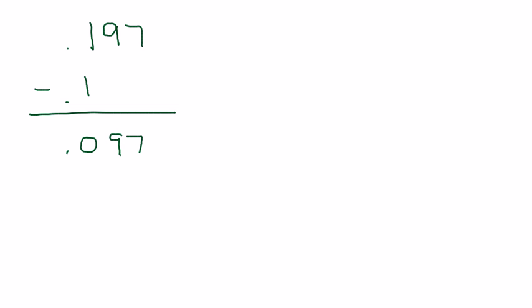With sig figs, in addition and subtraction, we're going to round to the number with the fewest decimal places, or in other words, the one that ends furthest left. That's going to be this one. So we can only have 1 decimal place here. So we'll round this to 0.1. And that's your answer there.